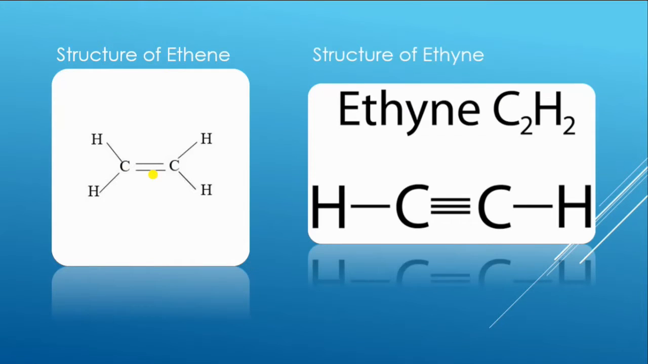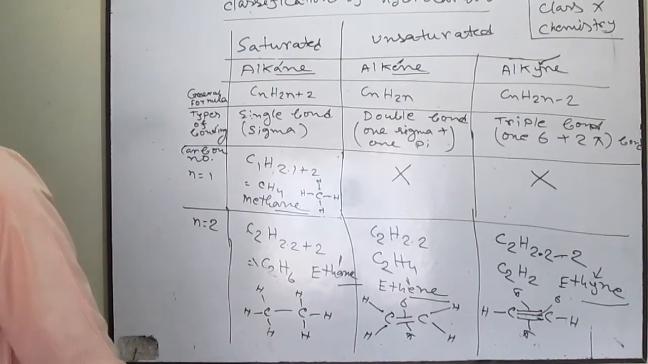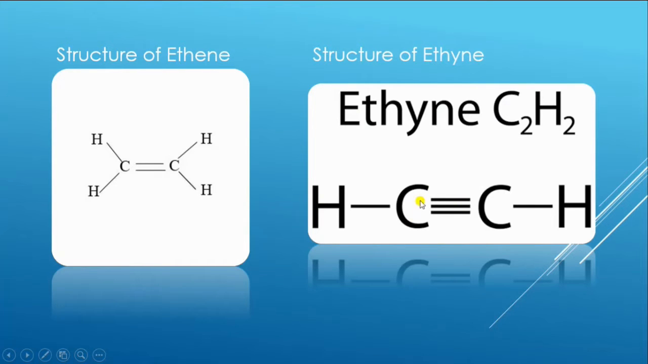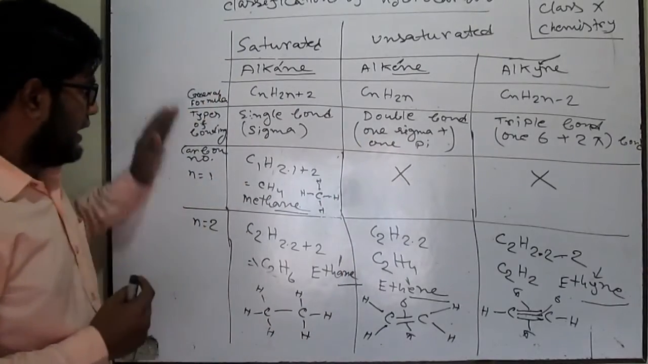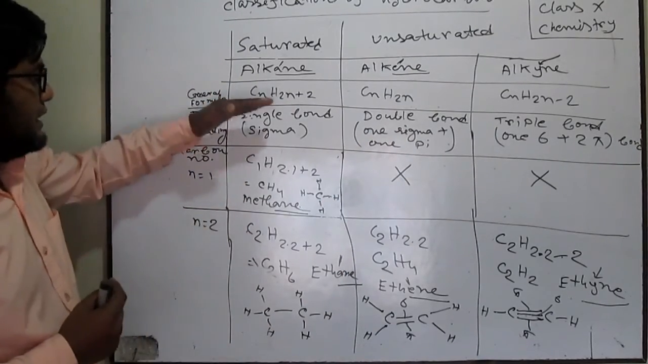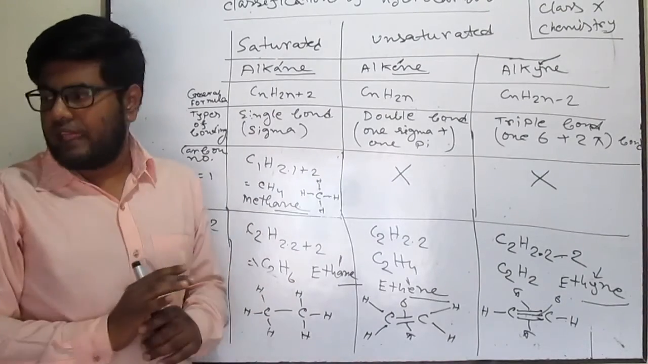Okay, this is the structure of ethyne. I wrote it on my board. Ethyne. Here you can see carbon and carbon. These 2 carbons have a triple bond. One is sigma, another is pi, and the last one is also pi. Okay. And by applying this formula, you can make other alkanes: methane, ethane, propane, butane. Similarly, you can write lots of alkanes.